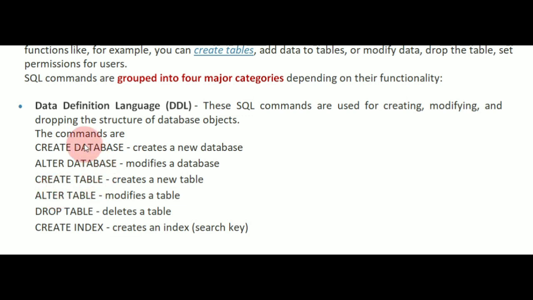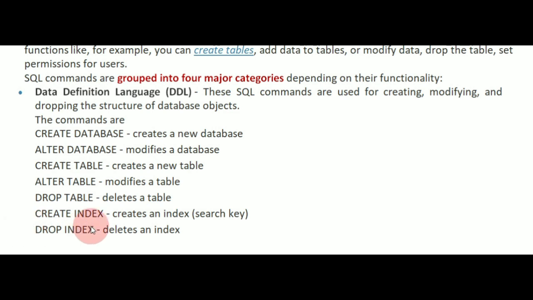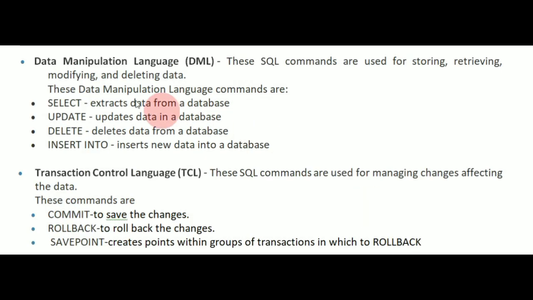Okay. So the commands are: create database, to create a new database; alter database, you can modify the properties of the database; create table, that is you can create a new table; alter table, to modify the properties of the table; drop table, it is going to delete the table; create index, so you can also create an index to make the searching faster. And the last one is drop index, you can also drop the created index if you do not want to have it. The second category is data manipulation language, that is DML.